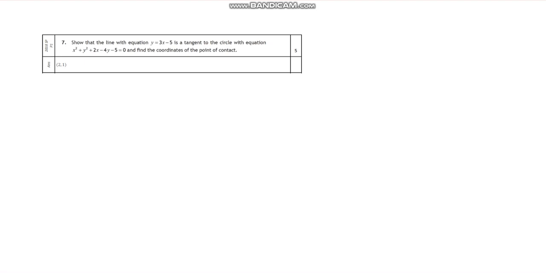Okay, and another little tangent question. Show this line is a tangent to the circle and find the coordinates. So I'll just do a little diagram, because I always like to try and imagine these things. If it's tangent, it's doing something like this, yeah? So I've got 3x take away 5y equals, and I've got this circle.